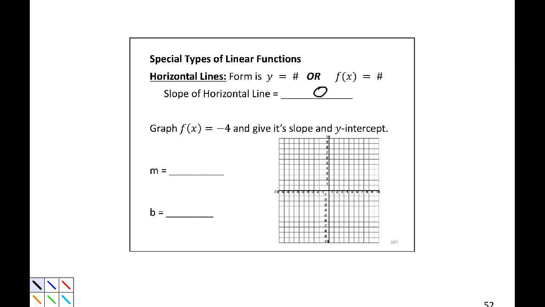So we're going to graph f of x equals -4 and give it slope and y-intercept. Because there is no x term in this, it's just f of x equals a constant, our slope is 0, and the y-intercept is actually -4. Our b value is -4. So let's go ahead and graph this. We'll start at 0, -4, and with a slope of 0, we're not going to rise, we just run.